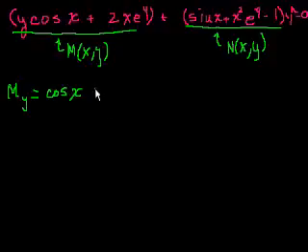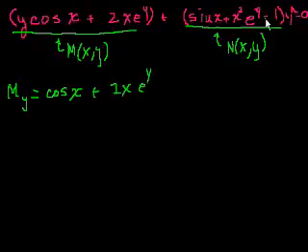Cosine of x plus, now, what's the derivative? Well, 2x is just a constant, and what's the derivative of e to the y with respect to y? Well, it's just e to the y, right? So we have the constant on the outside, 2x times the derivative with respect to y, so it's 2x e to the y. Fair enough.